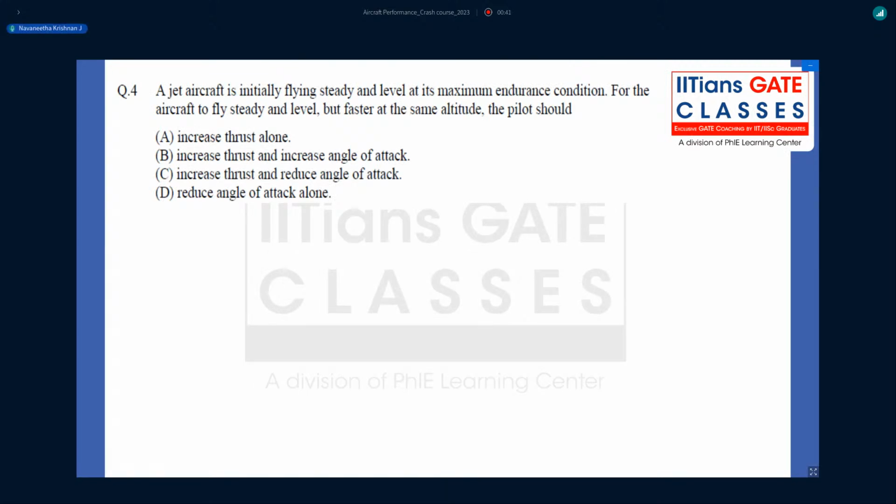2018, question number 4. A jet aircraft is initially flying at a steady level flight at its maximum endurance condition. For the aircraft to fly steady and level, but to fly faster at the same altitude, the pilot should: option A, increase thrust alone; option B, increase thrust and increase angle of attack; option C, increase thrust and reduce angle of attack; option D, reduce angle of attack alone.